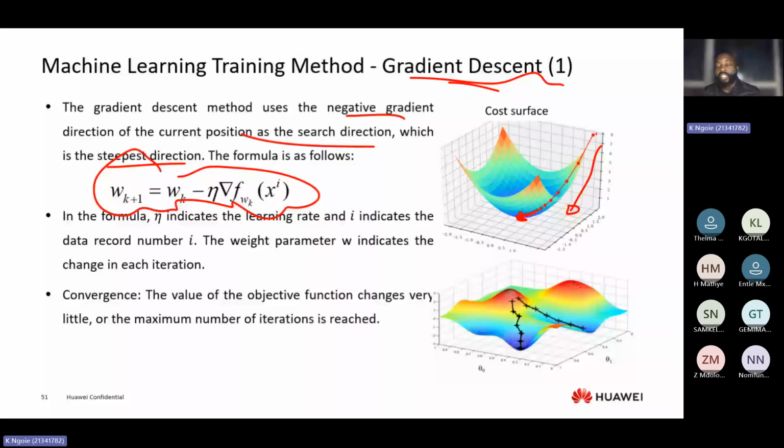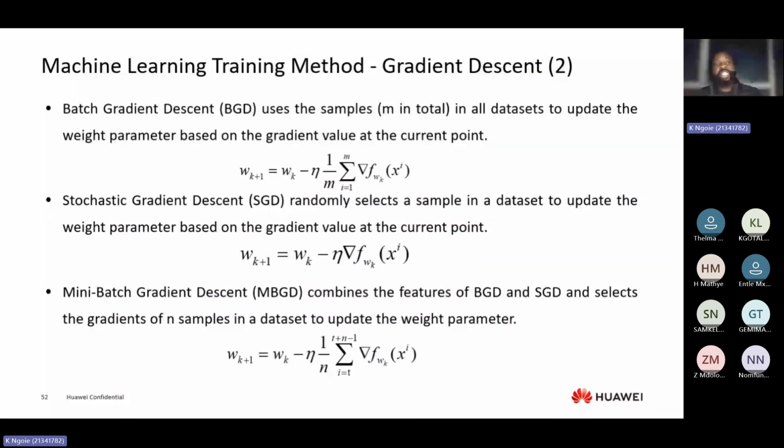Okay, do you understand that? But you'll understand more as we're moving along. So there are many gradient descent formulas. It will depend on how you are training your data.